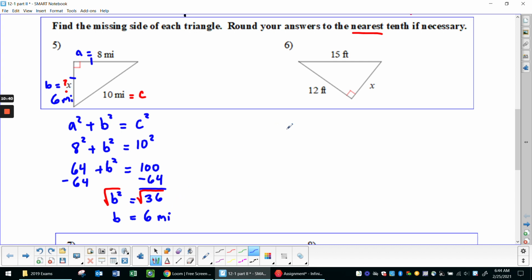So using the same technique, I would like you to check out number 6 here. You have once again a missing leg. I'd like you guys to call this leg A, so that you know those two are interchangeable. And this 12, I'd like you to call it B, which is the 2 legs here. And then of course the hypotenuse, which is C.